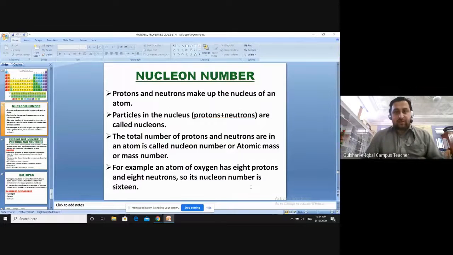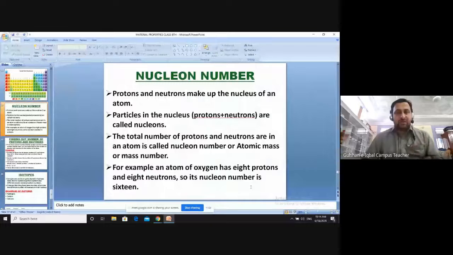Okay, nucleon number, basically nucleon is derived from nucleus, and we know that in the nucleus of an atom, protons and neutrons are present. So the nucleus of an atom is made up of protons and neutrons. The particles in the nucleus, that is the protons and neutrons, are called nucleons, and the total number of protons and neutrons, for example, an atom is having one proton and one neutron, so its nucleon number will be 2. 1 plus 1. Proton plus neutron is the nucleon number.